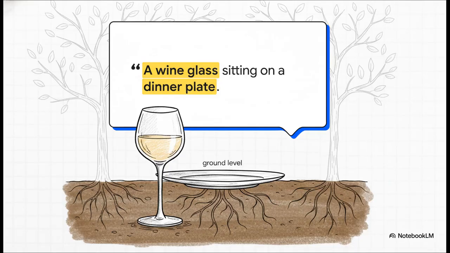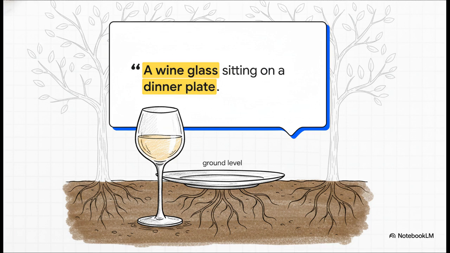Okay, so we know what's happening up in the trunk, but we really need to look underground. If I asked you to draw a tree's root system, you'd probably draw a deep mirror image of the branches above, right? It's what we're all taught, but arborists use a much better analogy for reality. It's like a wine glass sitting on a dinner plate. The stem of the glass is the trunk, and the plate is the root system.